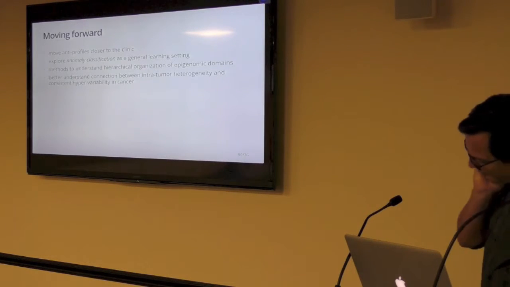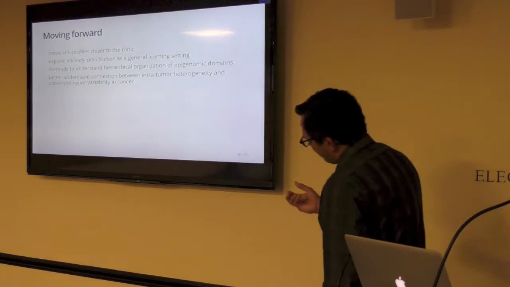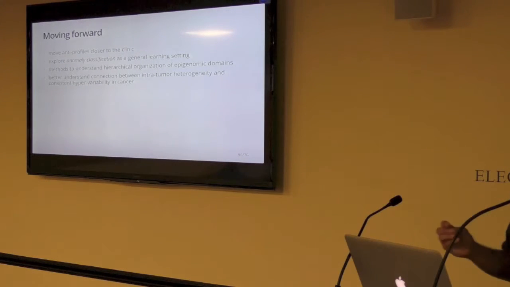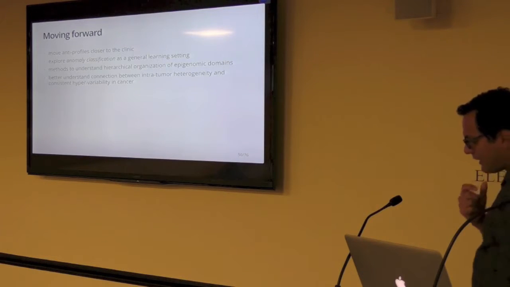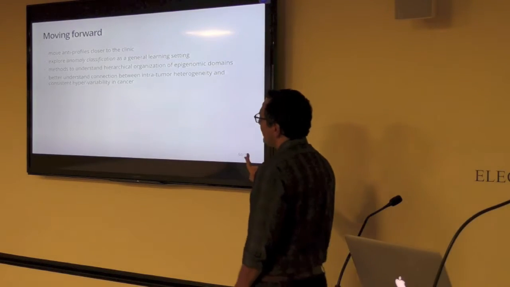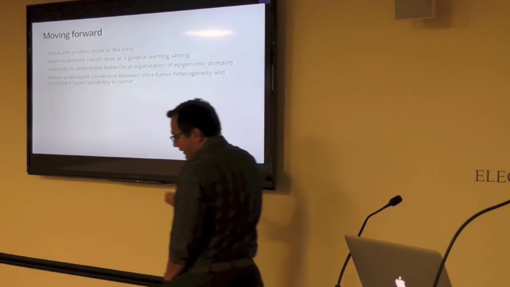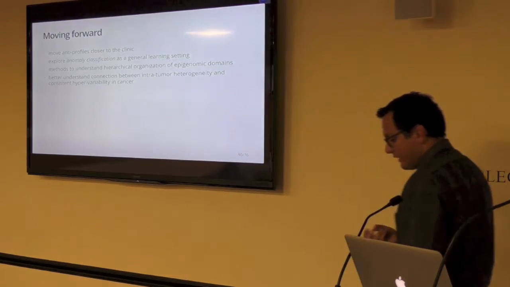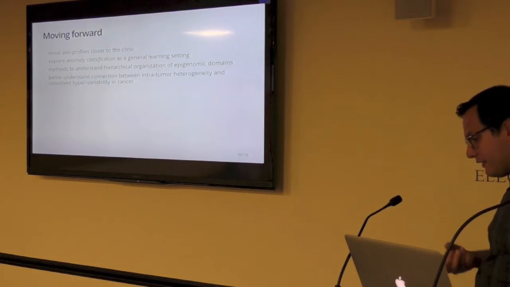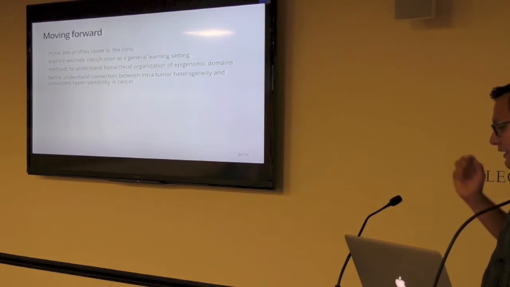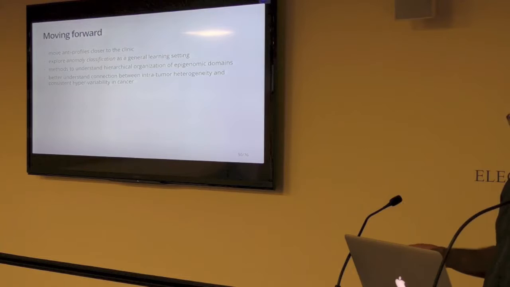All right. So moving forward, what do I want to do in this space? I want to move anti-profiles closer to the clinic. This is what our goal was, and we're moving in that direction. And I wanted to understand a little bit deeper this question of anomaly classification. I think in terms of how we deal with cancer in a predictive setting, this is the right framework in which to look at it, right?